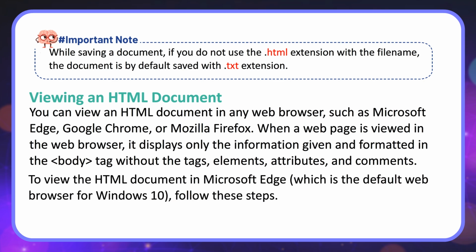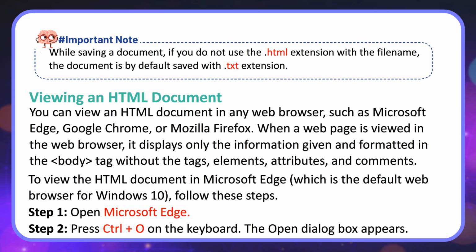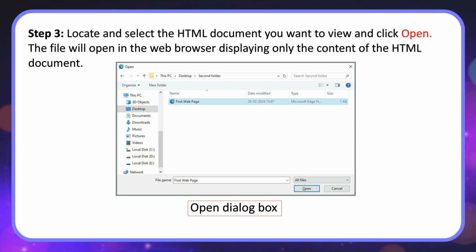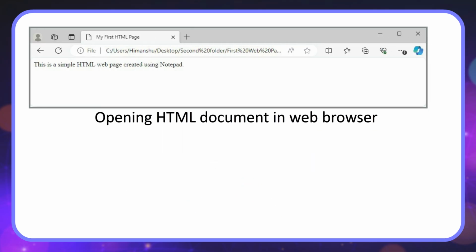To view the HTML document in Microsoft Edge, which is the default web browser for Windows 10, follow these steps. Step 1. Open Microsoft Edge. Step 2. Press Ctrl+O on the keyboard. The Open dialog box appears. Step 3. Locate and select the HTML document you want to view and click Open. The file will open in the web browser displaying only the content of the HTML document. Open dialog box. Opening HTML document in web browser.